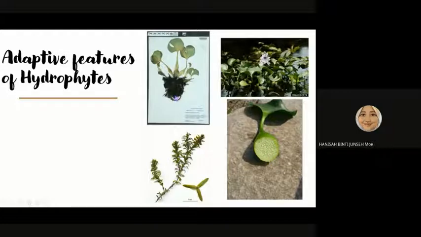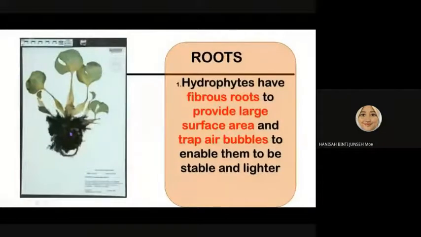Alright, so the adaptive feature. Okay, macam mana dia boleh hidup dalam air? Macam mana dia boleh floating? Kita tahu tanah, dia perlukan tanah and all that. Okay, kita tengok. The roots itself, the hydrophytes have fibrous roots. Okay, fibrous roots to provide large surface area. Ada beza large surface area dengan surface area yang TSA, total surface area to volume lain. This is to provide surface area and trap air bubbles to enable them to be stable and lighter.